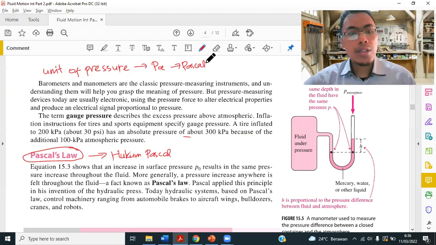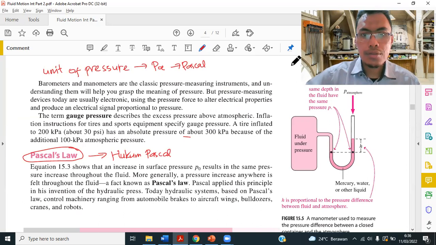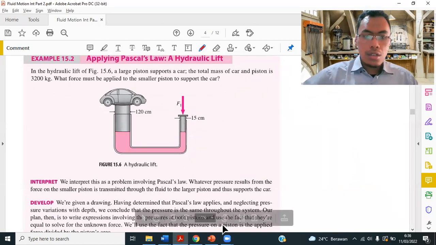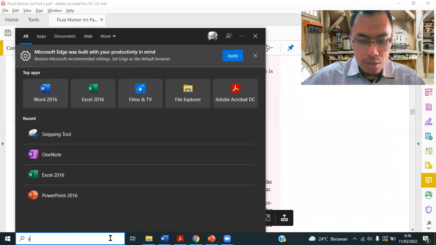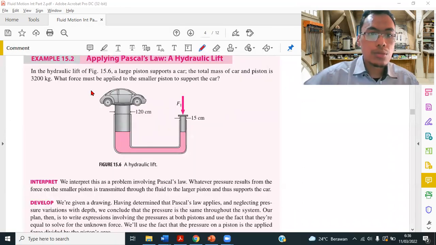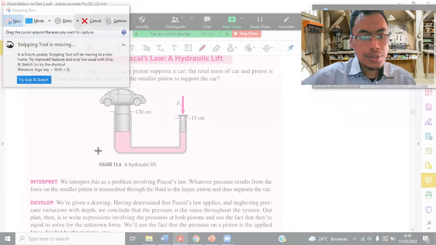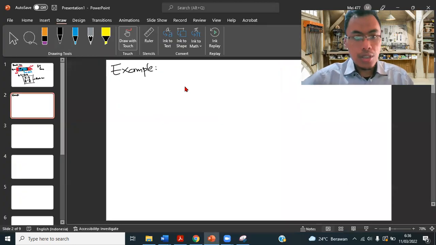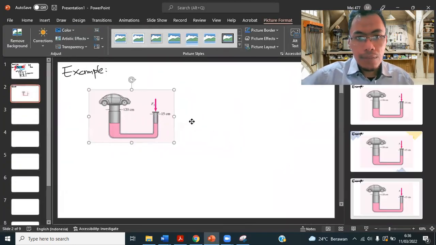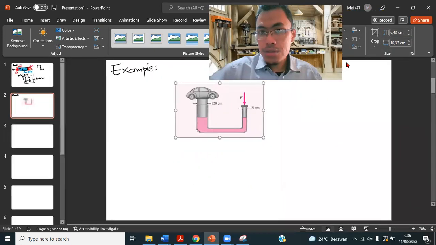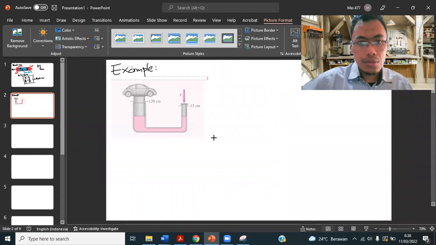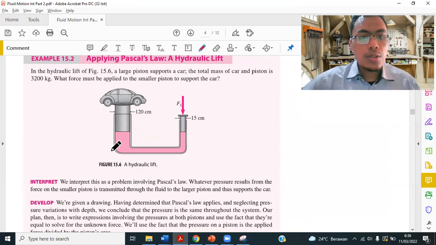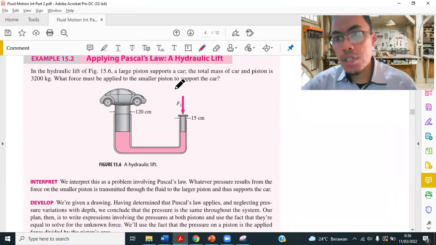using an example in this book. Let me crop this one. I will put it here. Okay. And then, so this one is one of the applications of Pascal's law.